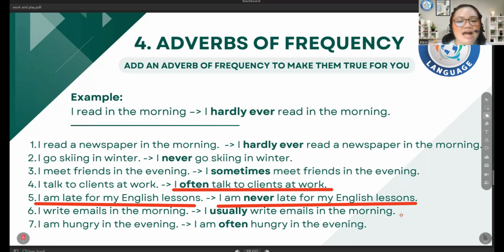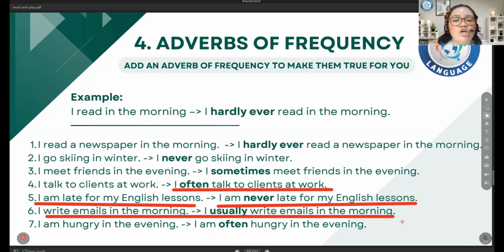Okay, number six, I write emails in the morning. So you can say, I usually write emails in the morning. This sentence is clearer because it shows that you prefer writing emails in the morning. This will also give information to your clients that if they're going to write an email for you, they're going to send it in the morning. Through that, you will be more productive. You will be more organized or systematic, which is important.